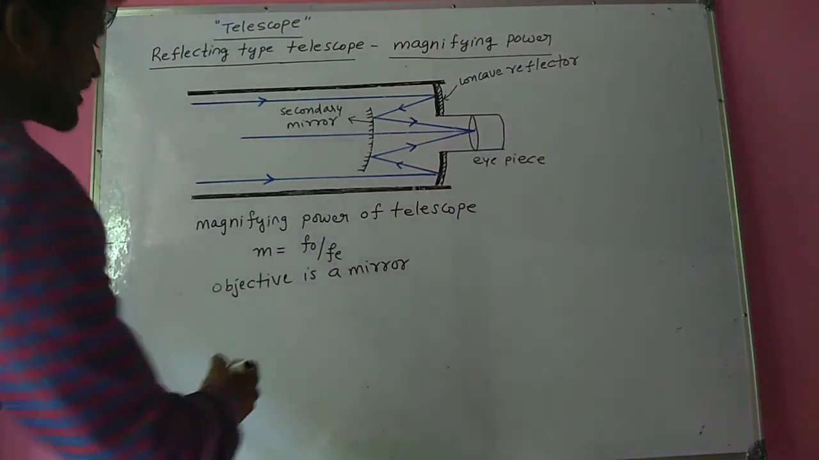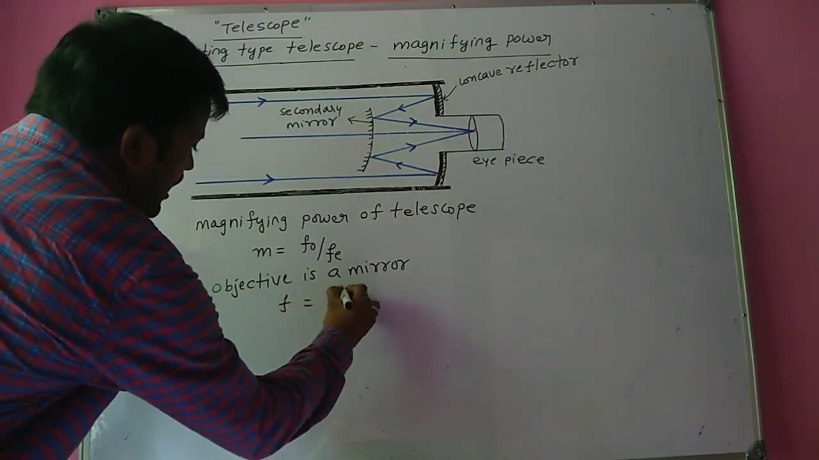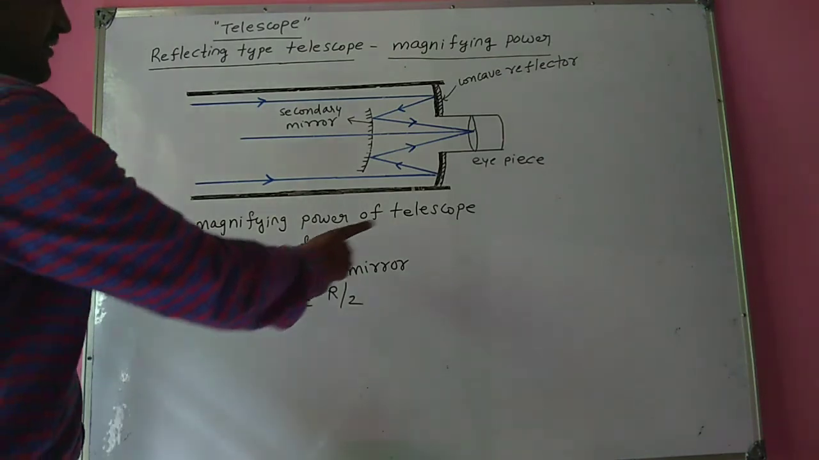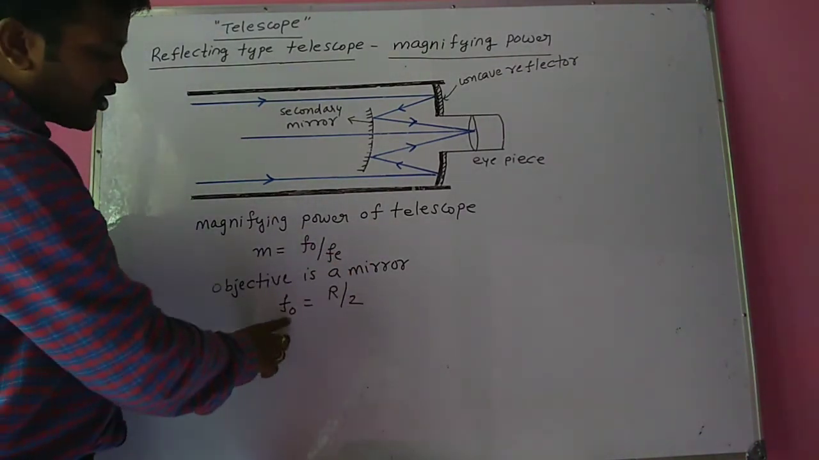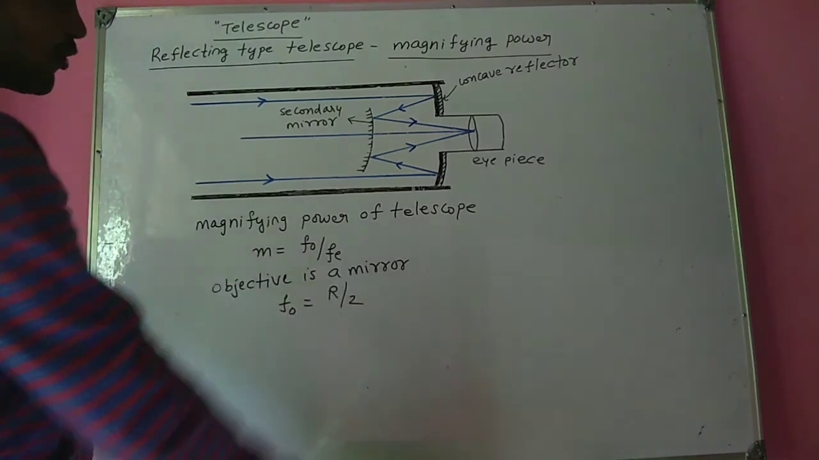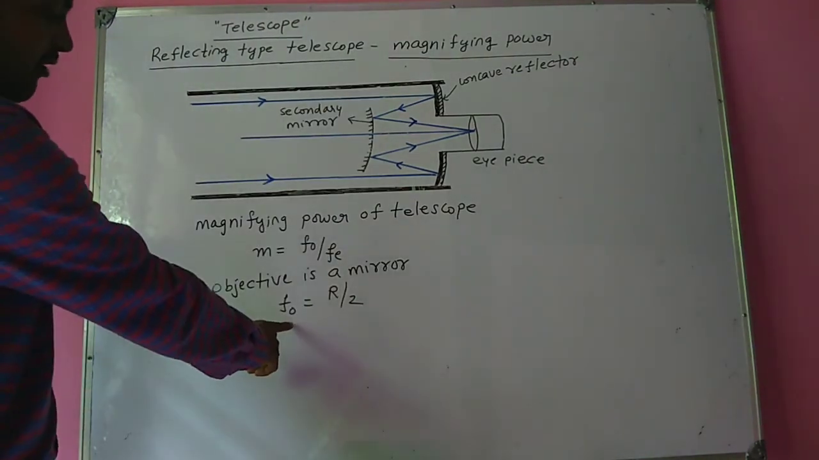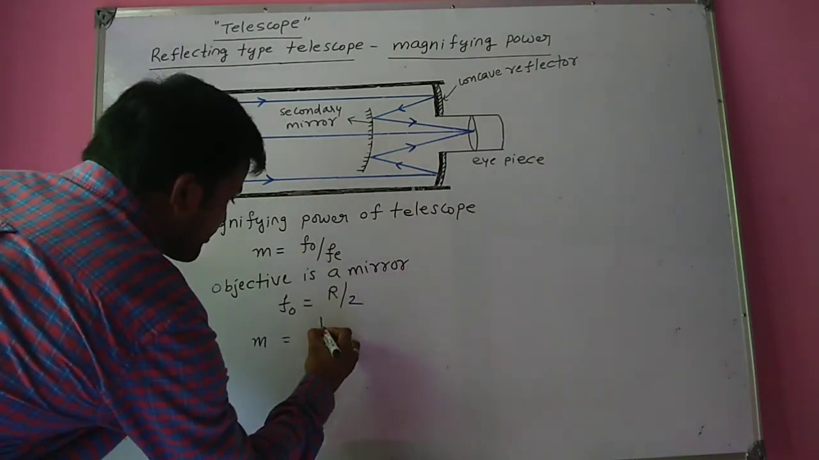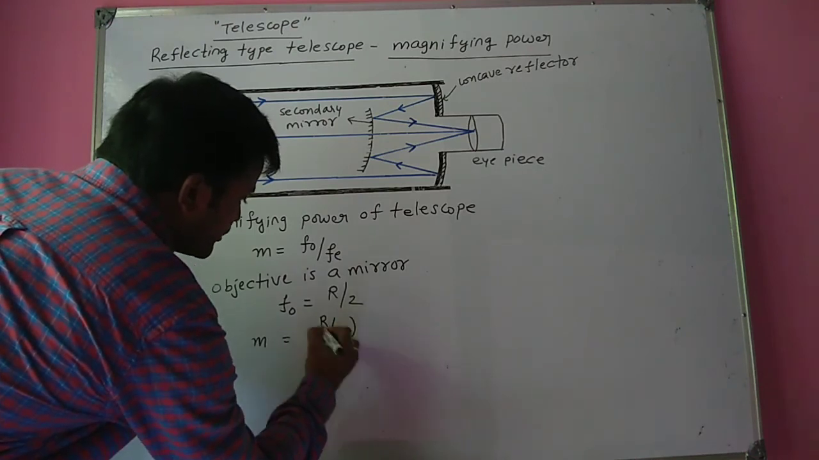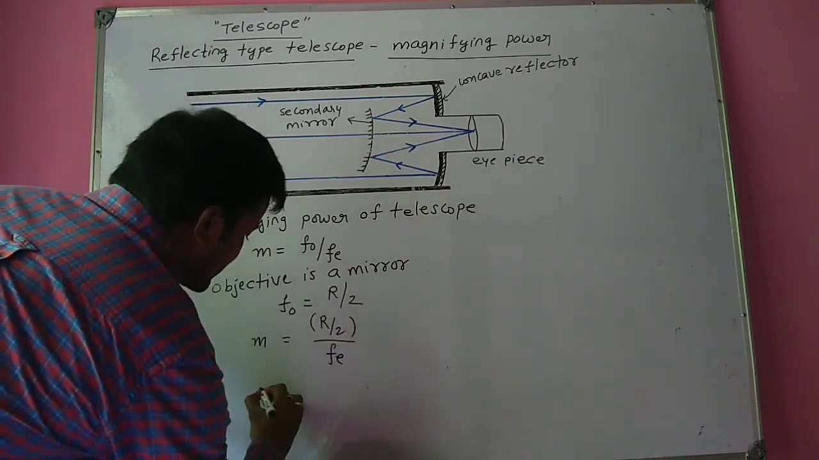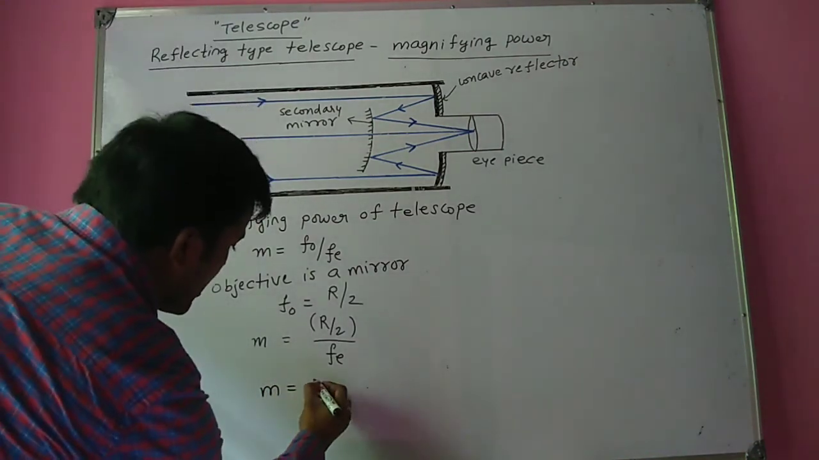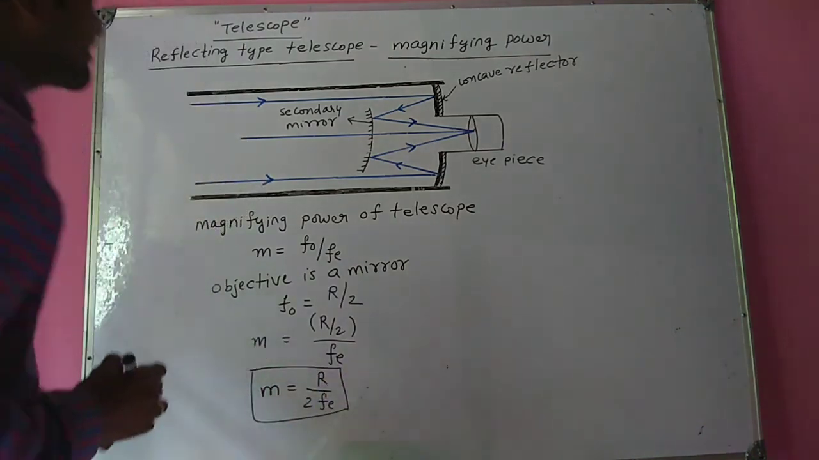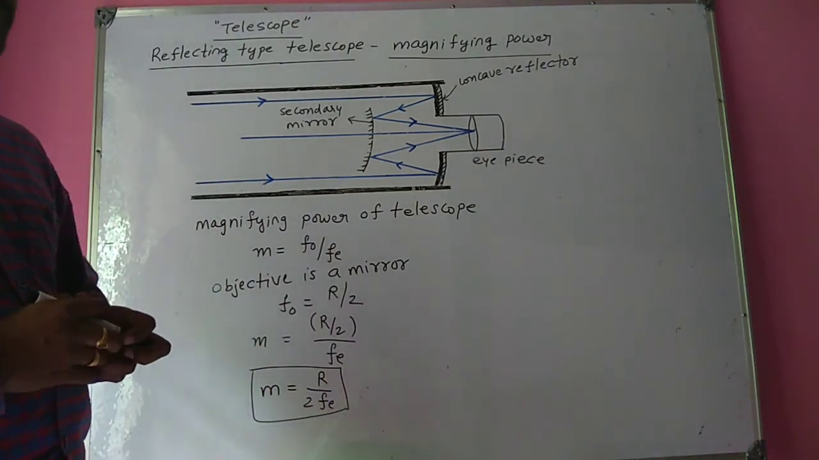We know that for a mirror, f is equal to R by 2. Fo is equal to R by 2 we can write, because the objective is a mirror, and for it the focal length is half of the radius of curvature. If you substitute the value of Fo in the magnifying power equation, M is equal to R by 2 over Fe. That means you can write the magnifying power M is equal to R by 2Fe. This is the magnifying power or magnification of the reflecting type telescope.